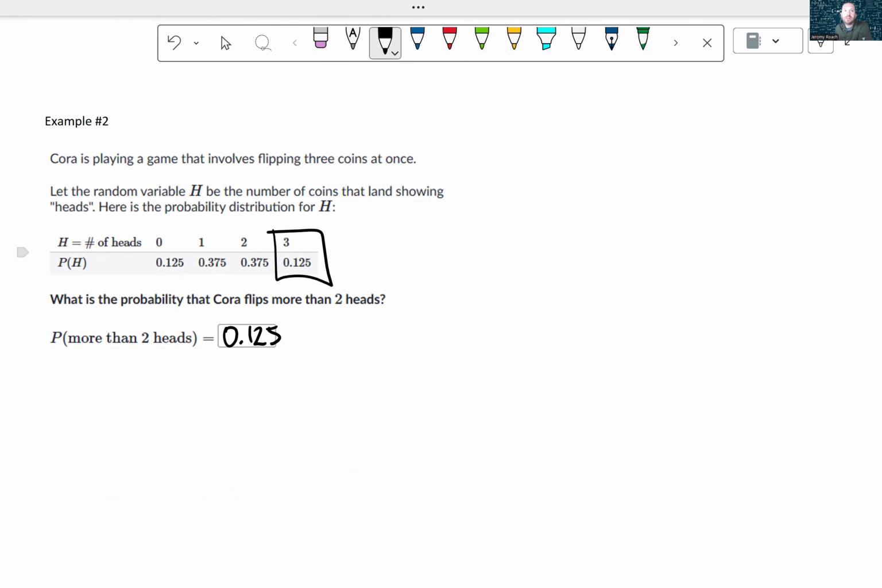So like I said, these aren't too bad. We're going to do one more question. It's a little bit tougher. And then we're going to jump to expected value.